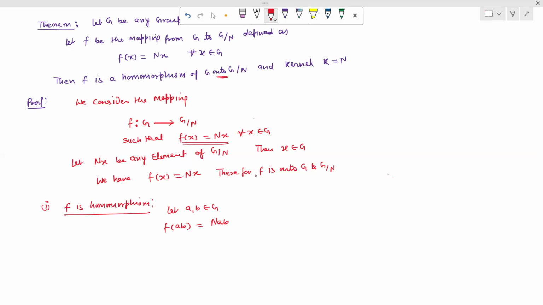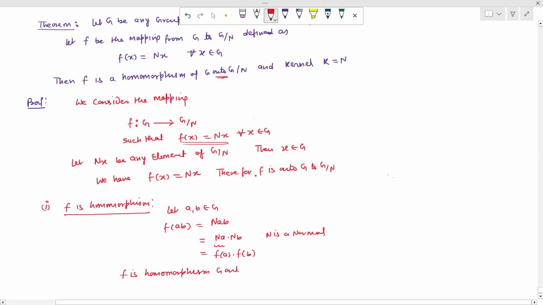By using the definition, f(ab) is N(ab), and that can be written as Na into Nb because N is a normal subgroup. So again we use the definition: Na can be written as f(a) and Nb can be written as f(b). So f(ab) is equal to f(a) into f(b). So we can say that function f is a homomorphism of G onto G by N, or G over N.